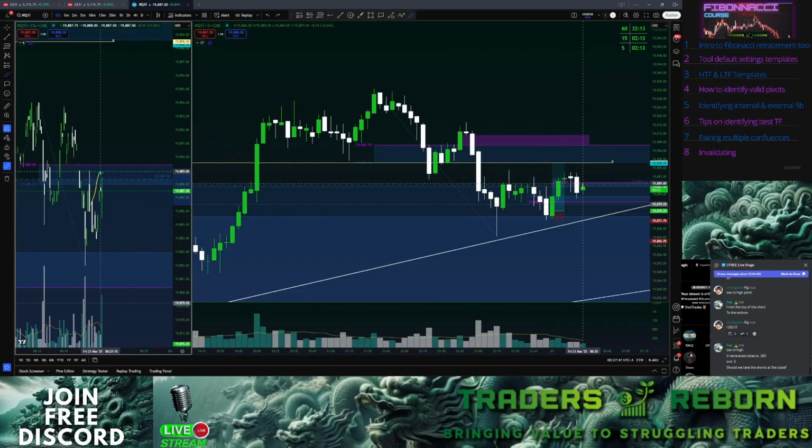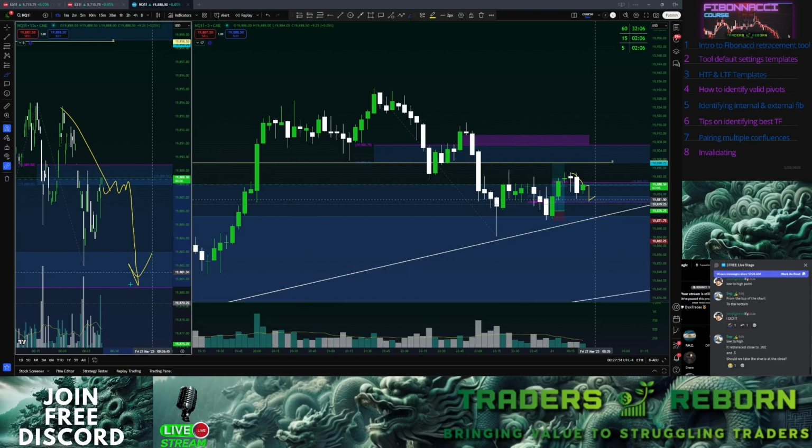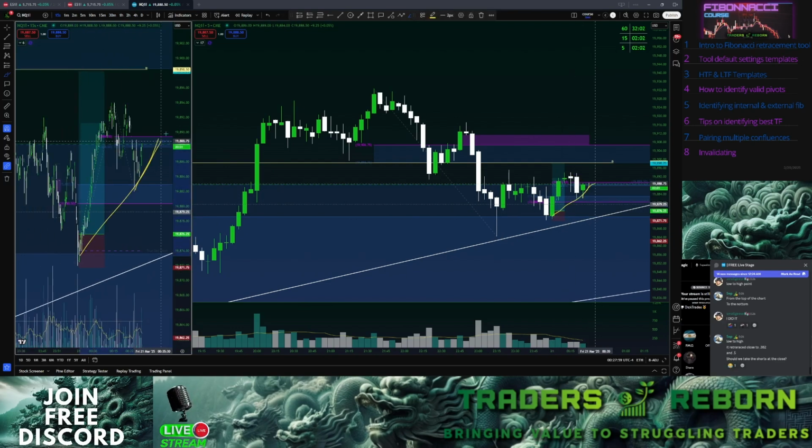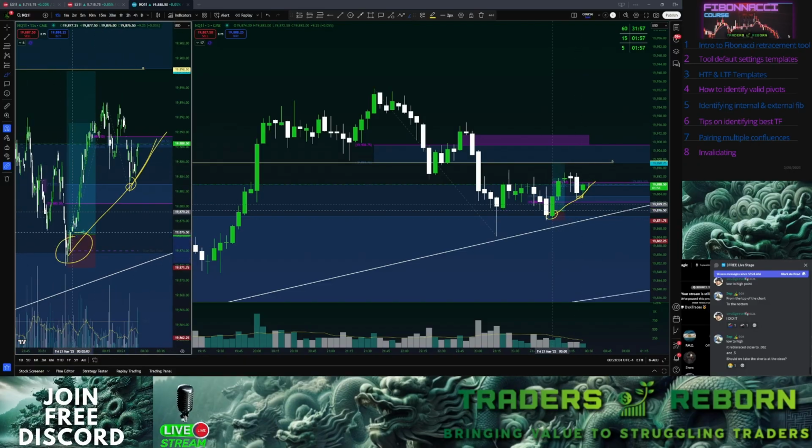If it continues to reject here, trend line going down, what is it going to do? It's going to go down. If we hold, which we're bouncing now, right? We're on an uptrend right here. If we're bouncing here, we already bounced one, two, right?